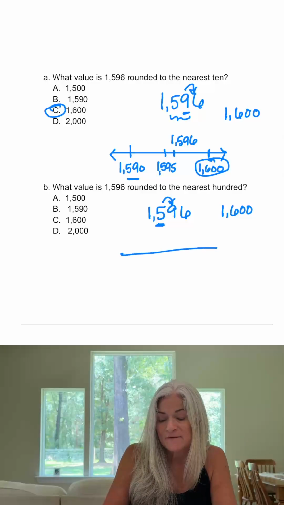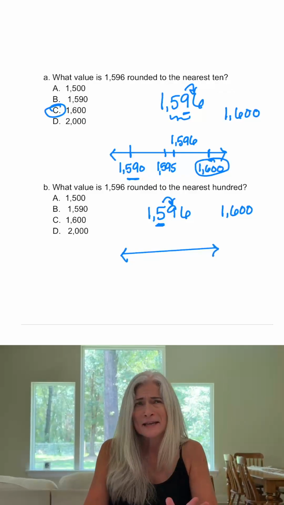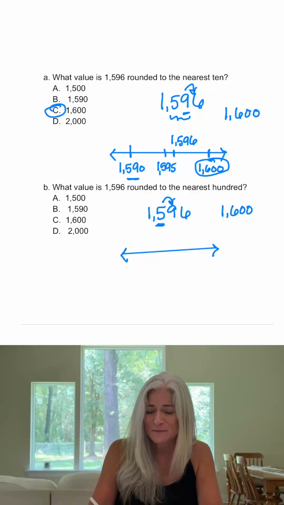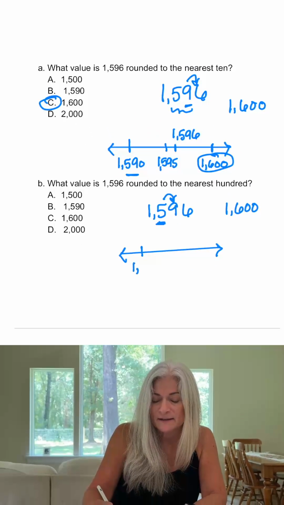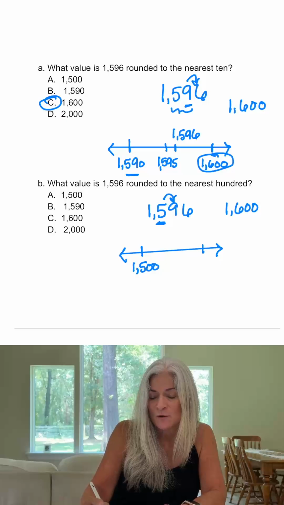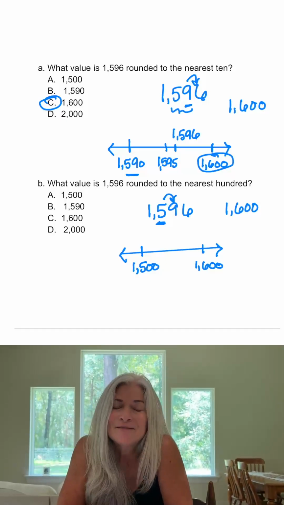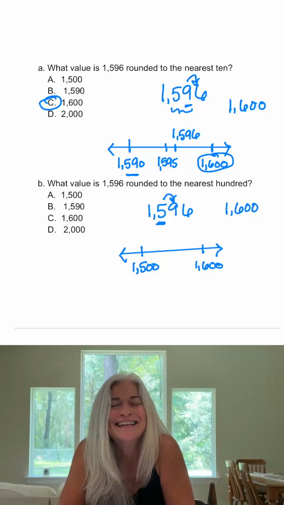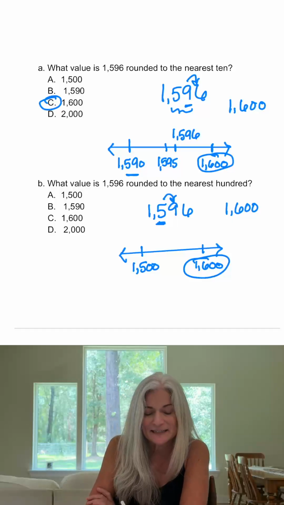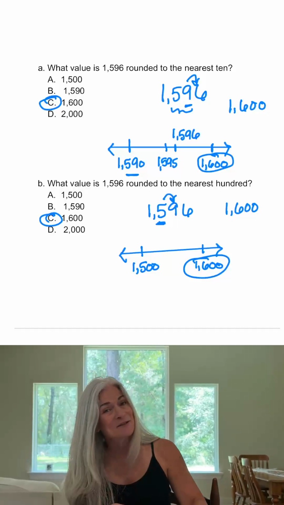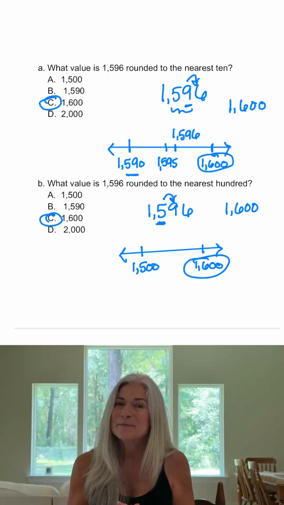So 1,596 is going to lie in between, I'm not sure which verb that would be, but it's going to be in between 1,500 and 1,600. Which one is 1,596 closer to? It is absolutely closer to 1,600. So interesting case, right? When we rounded it to the nearest 10 and to the nearest 100, it ended up being the same number.